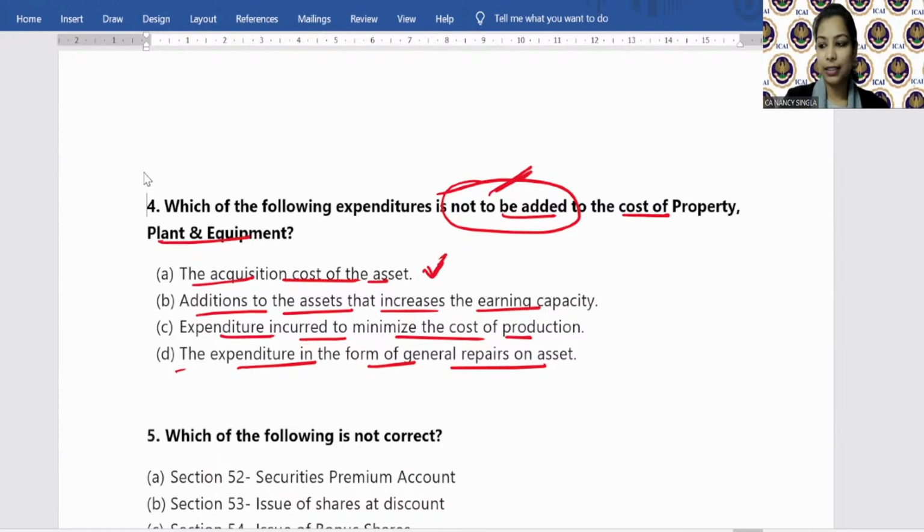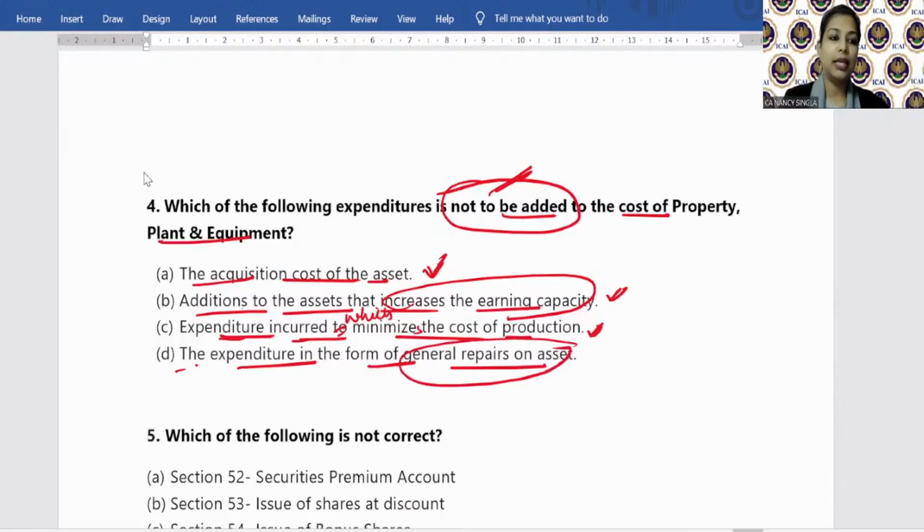Acquisition cost तो add करते हैं. Addition to the asset that increases the earning capacity ये भी add करते हैं. Expenditure incurred to minimize ये भी add करते हैं. Which minimizes? The expenditure in the form of general repairs ये नहीं add करते. So the answer is D.